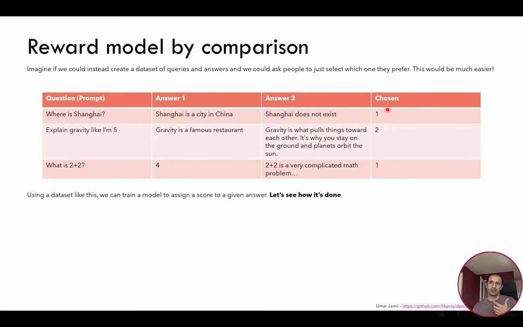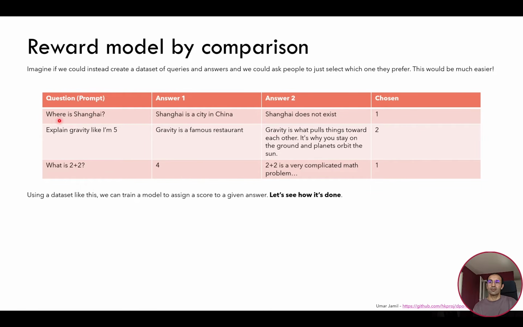So we want to generate for sure a language model that is helpful, so we want the language model to give responses that are correct, and we want the language model to be polite, for example. So, for example, imagine we have a list of questions, and then we ask the language model, by using, for example, a high temperature, to generate multiple answers, and then we ask people to choose which one they like.